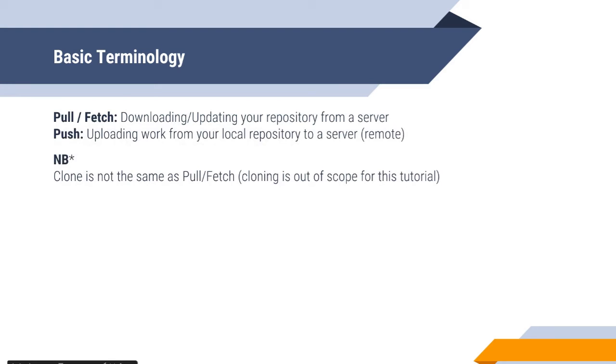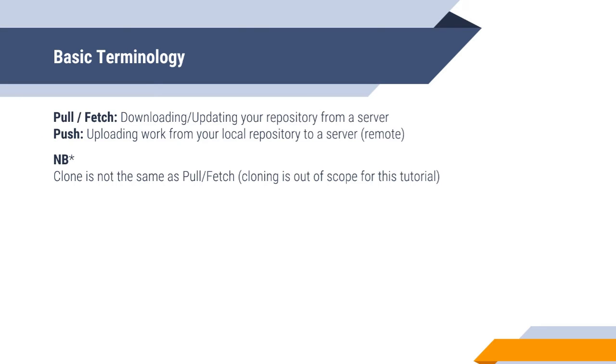Before we get started, I just want to go over some basic terminology, because you'll hear me say this a lot. If you hear me say a fetch or a pull, it just means that you're updating your repository from the server. It means that the server's got commits and data on it that you don't have yet on your local machine, and you need to fetch that. You need to download the work and update your repository on your machine. And a push is the opposite. It's taking work that you've committed on your local machine and uploading that to the server.